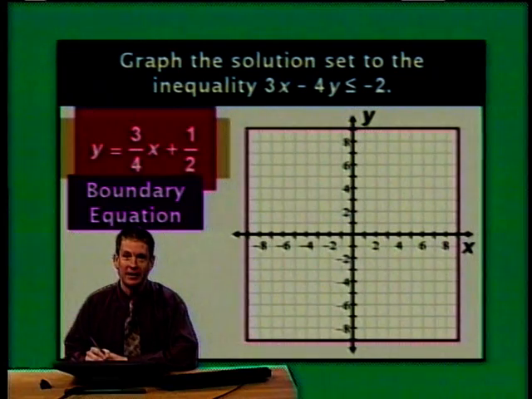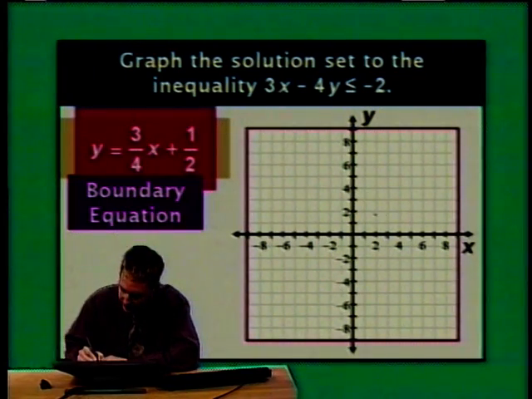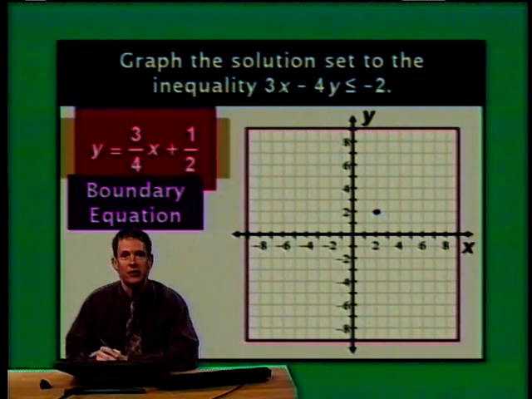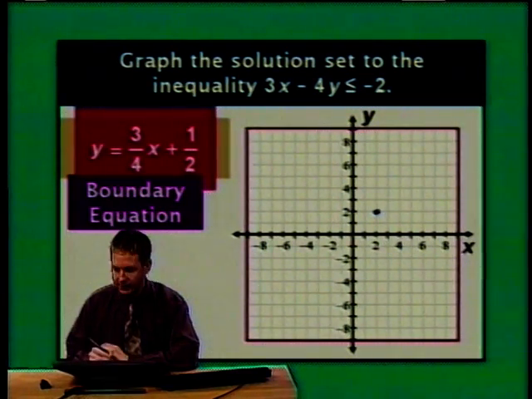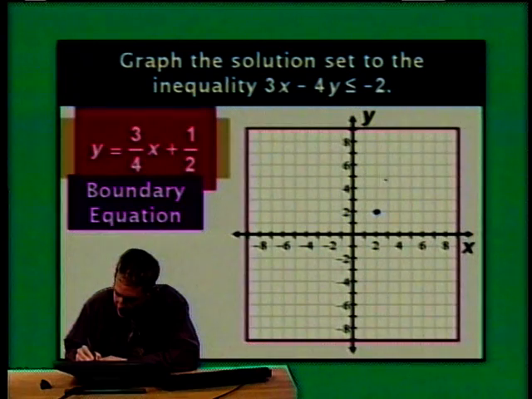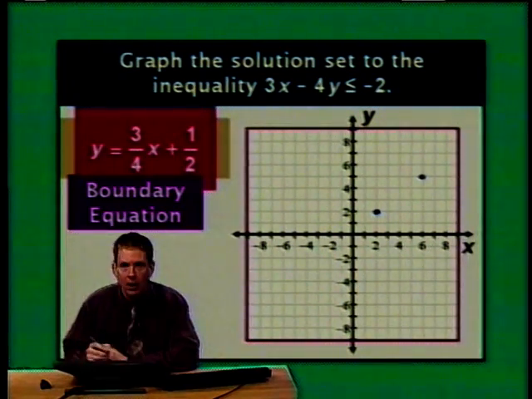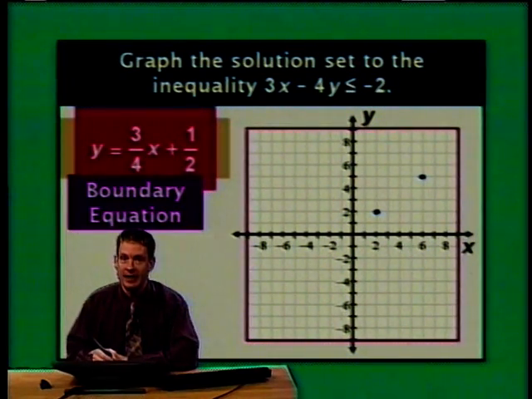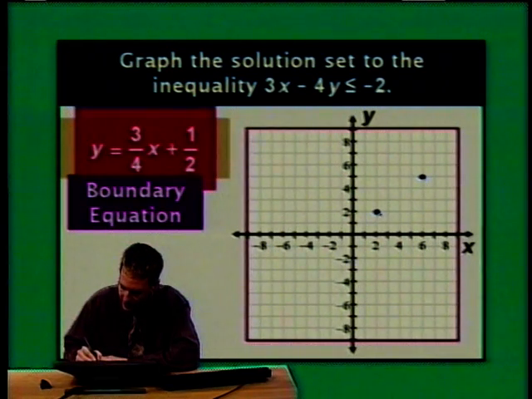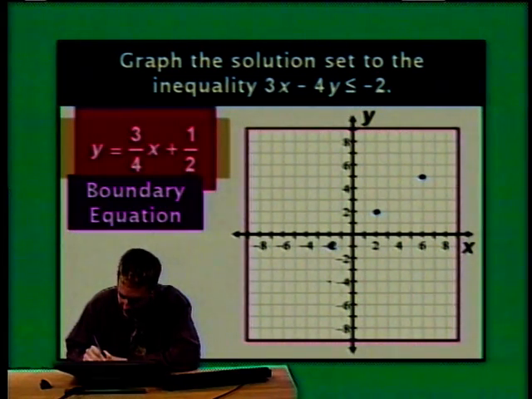So let's go ahead and plot our anchor point 2, 2. And then let's use our slope of 3/4 to get a couple more points on this line. We can think of 3/4 as a rise of 3 and a run of 4. We can also think of 3/4 as -3 over -4. That would be a rise of -3 for a run of -4.